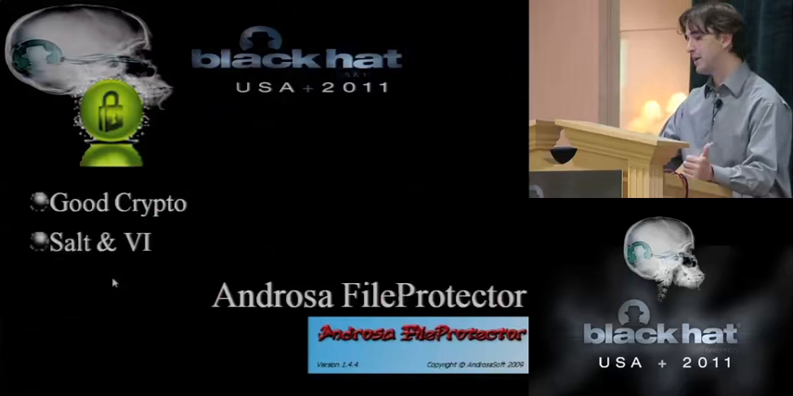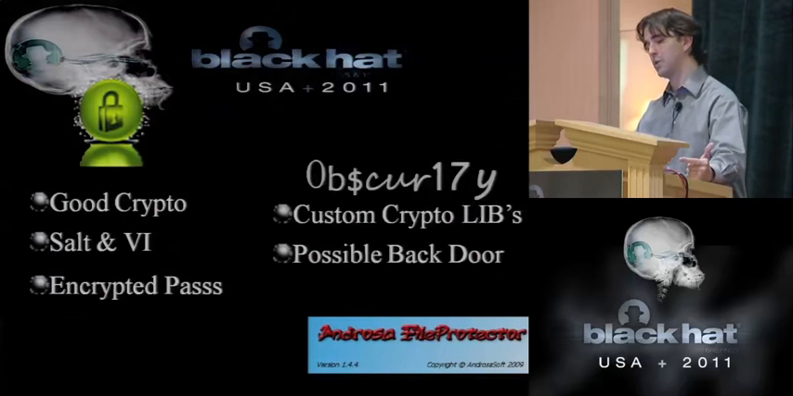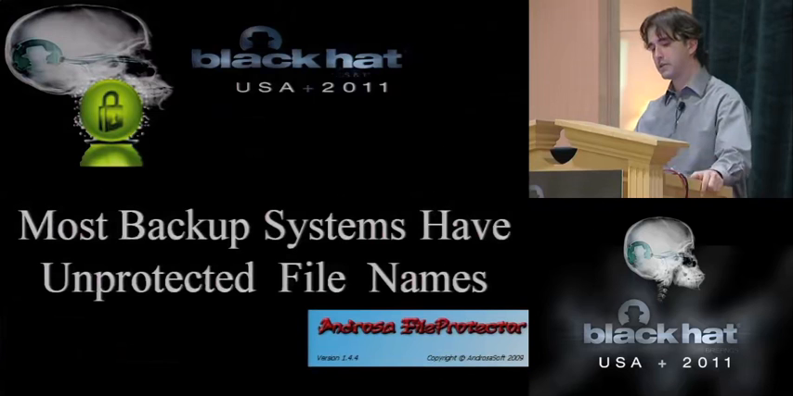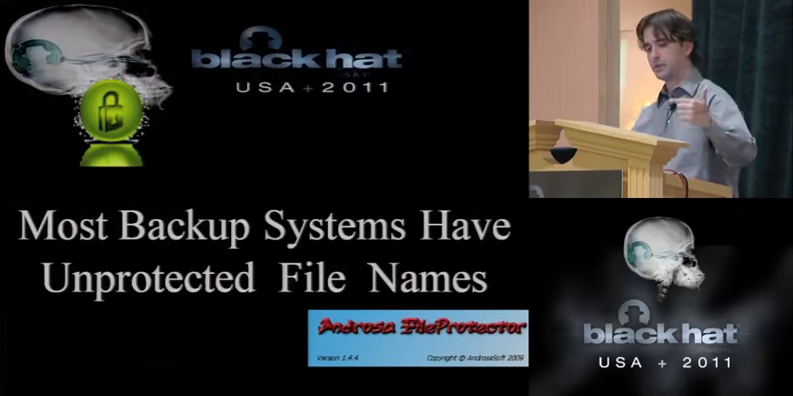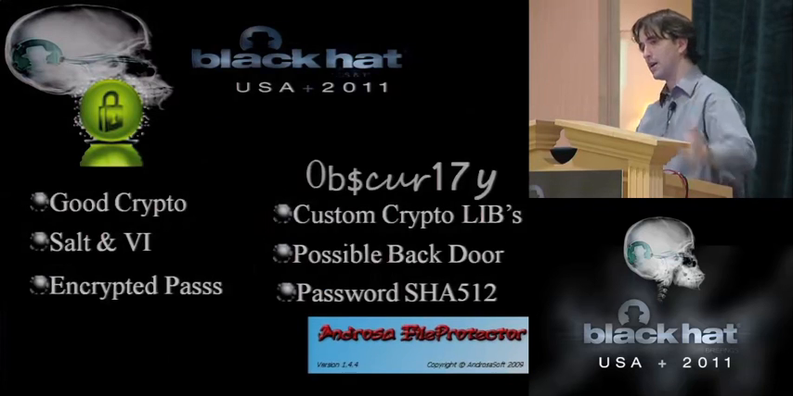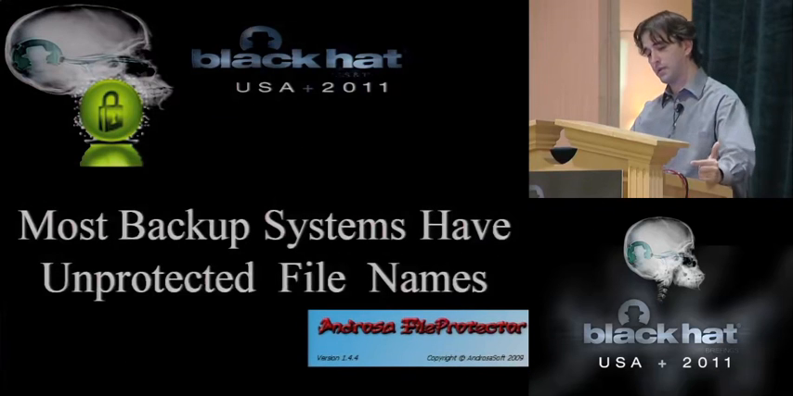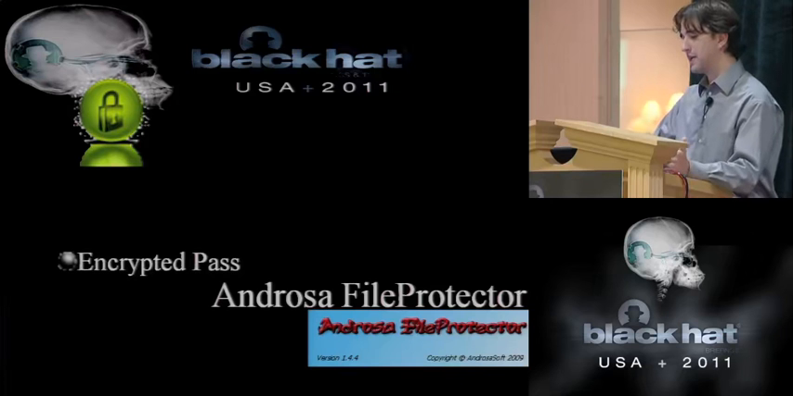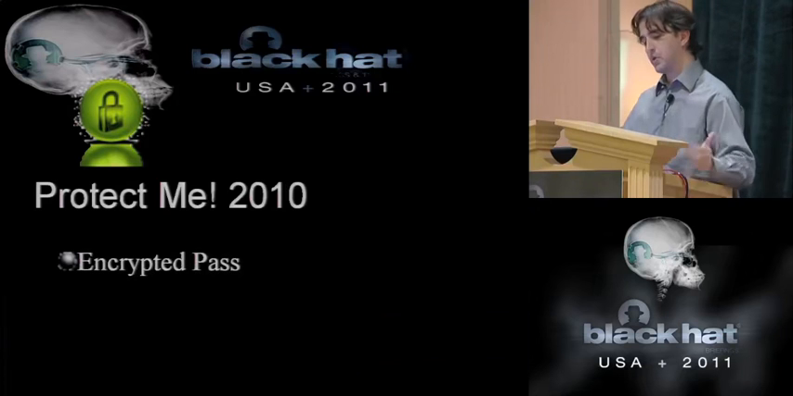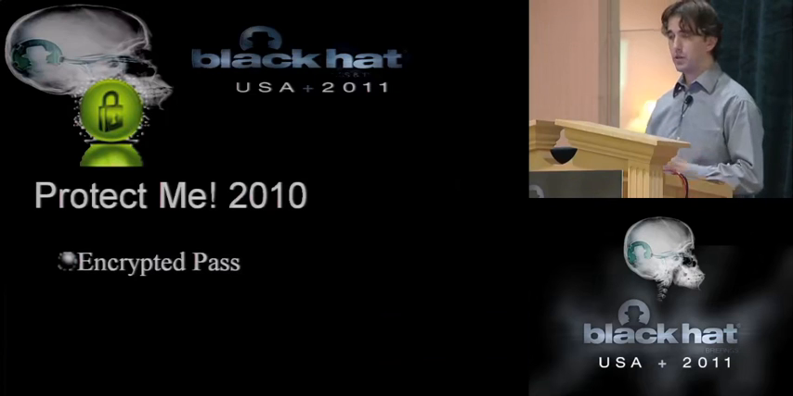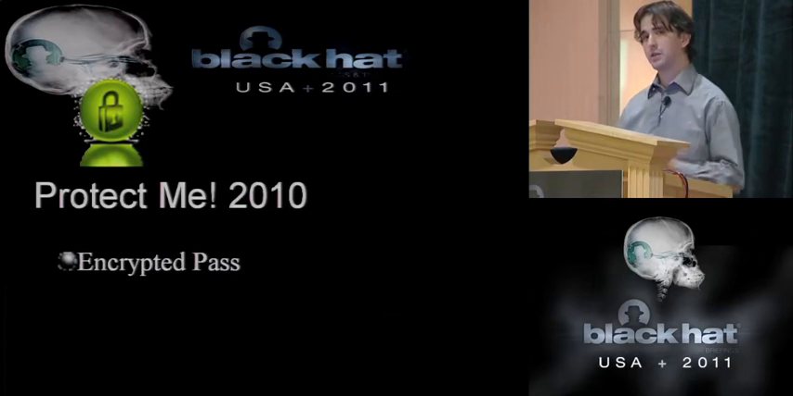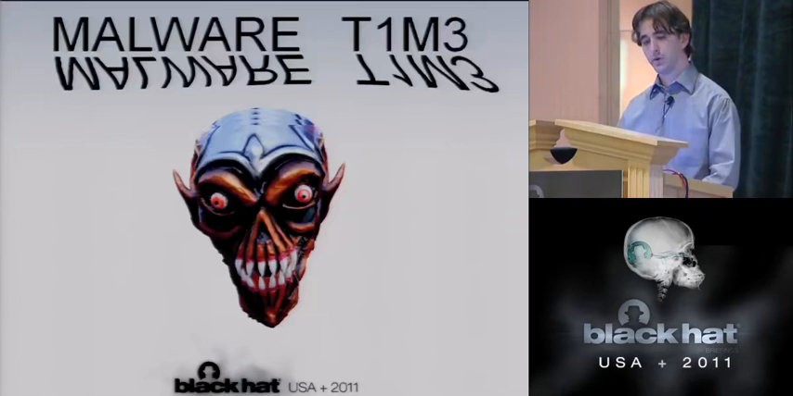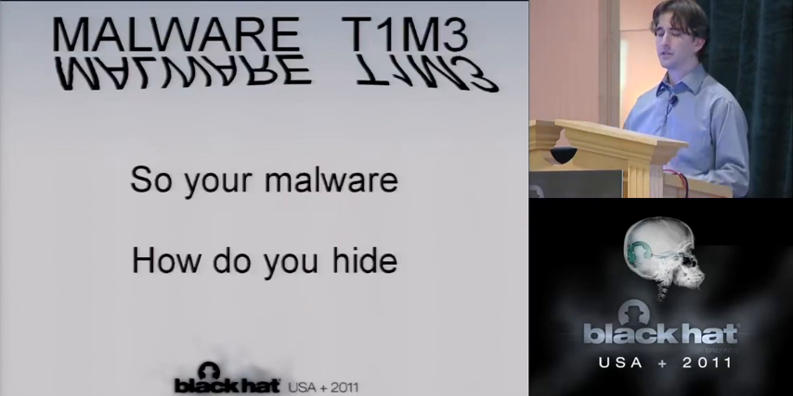Because Protect Me uses good crypto, it encrypts your password, while File Protector uses, I'll get to it in a second, uses SHA-512, and SHA-512 is faster. Most backup software is vulnerable to this. Most logon software is vulnerable to this. Protect Me versus Androsa, Protect Me is better because it takes longer to brute force. Simply, these 2 applications are equally vulnerable, but they're both vulnerable to the same attack. One's slightly better.